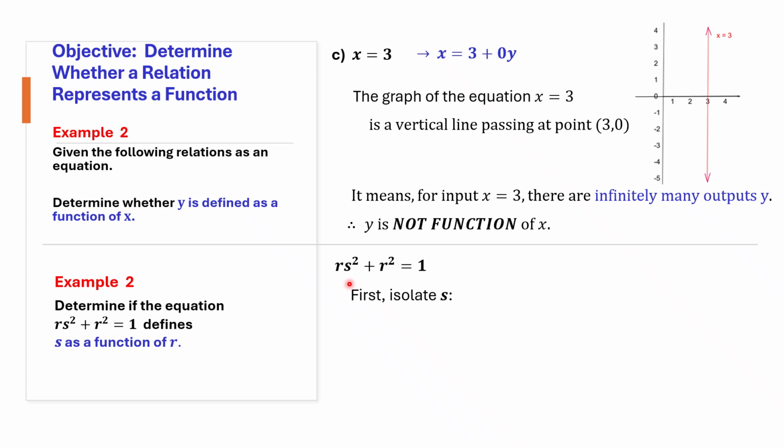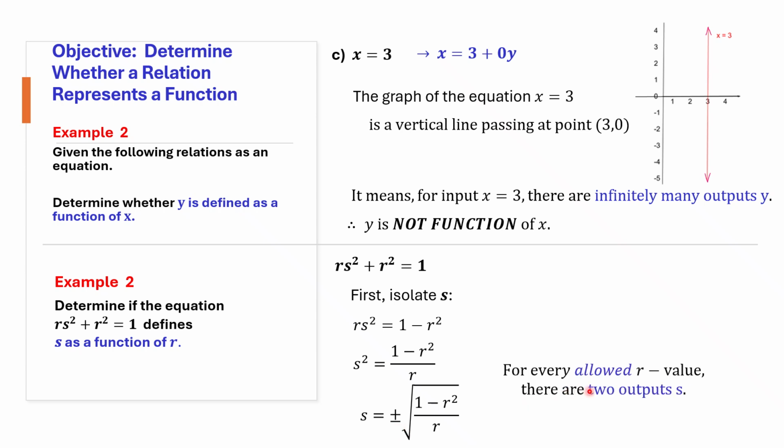In isolating the s, we have to move r squared to the other side. So we will get this equation. And then isolating the s squared, we divide both sides by r, and we will get this. And then getting rid of the power 2, we take the square root of both sides. And if we take the square root of both sides, we know that s is equal to plus and minus this square root. So as we can see here, s is automatically positive and negative, meaning for every allowed r value, there are always two outputs of s, a positive or a negative number.